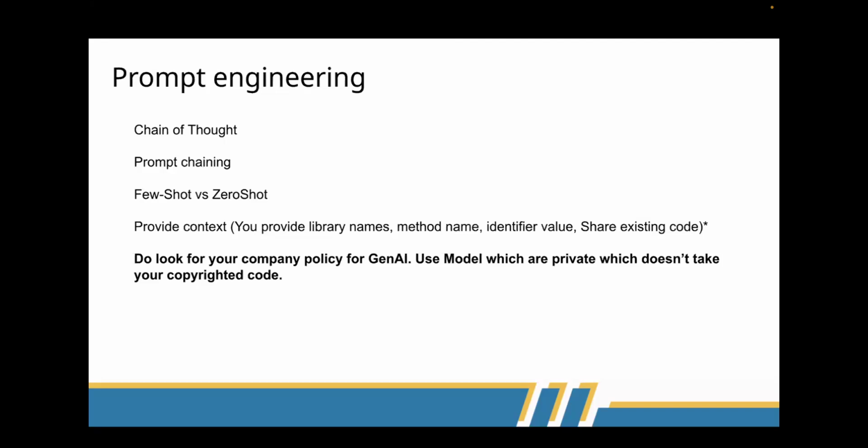Context: let's say in your program, you can use the Spring Boot X library versus the Y library, but if you mention properly that this is what I want this method to be used for, and this method does this, that's the context information which you pass.